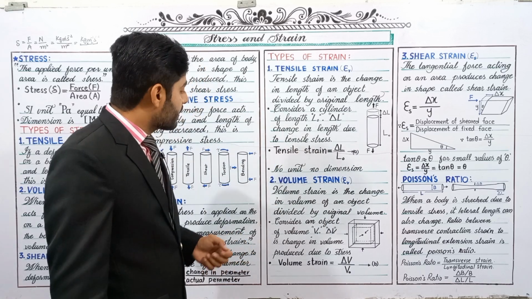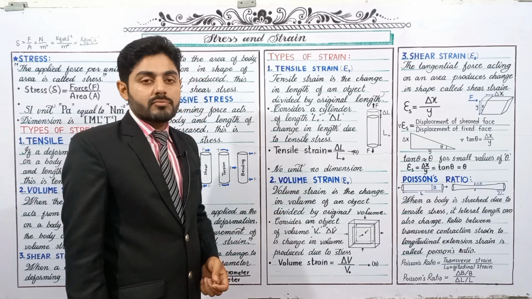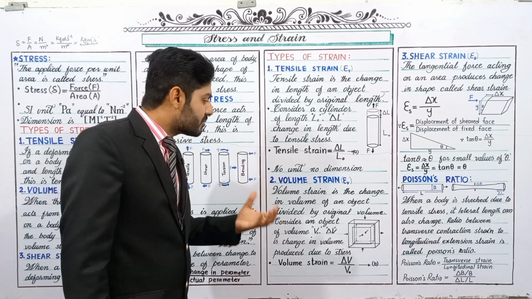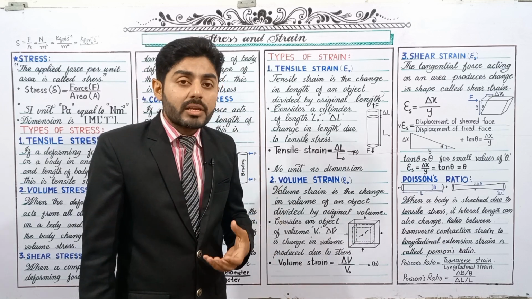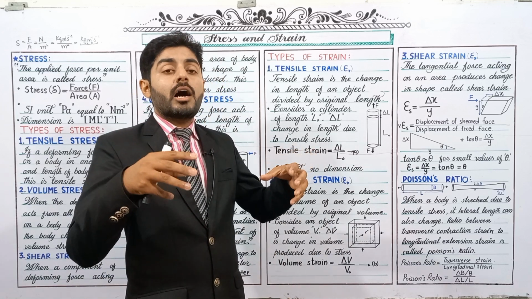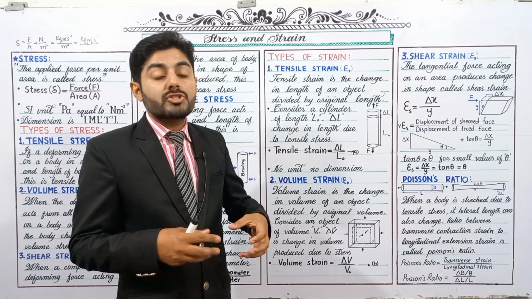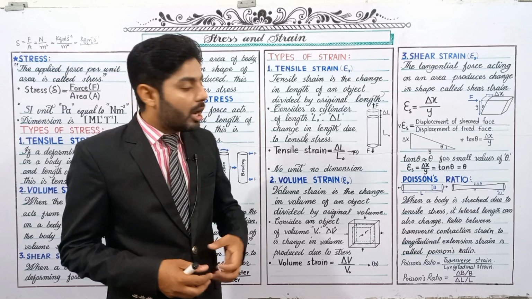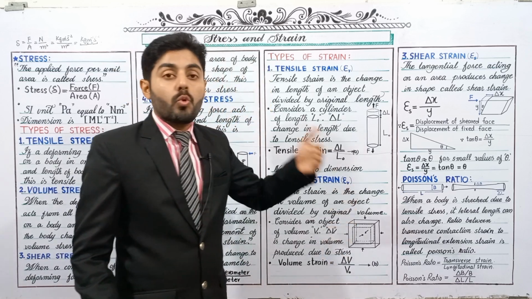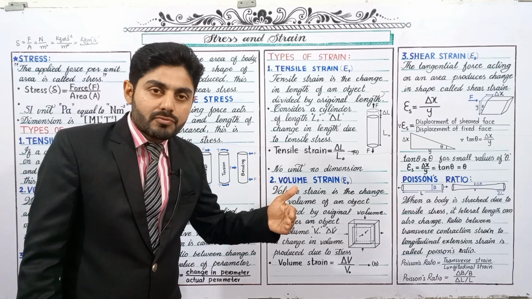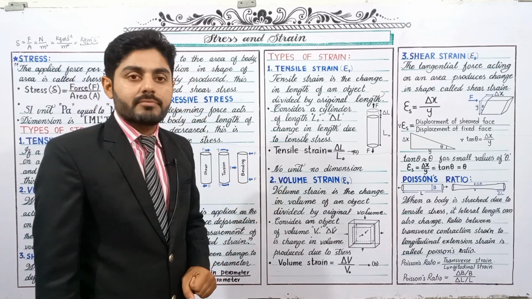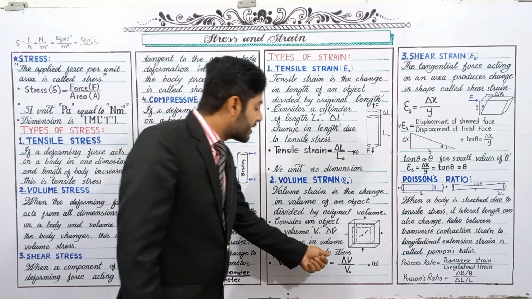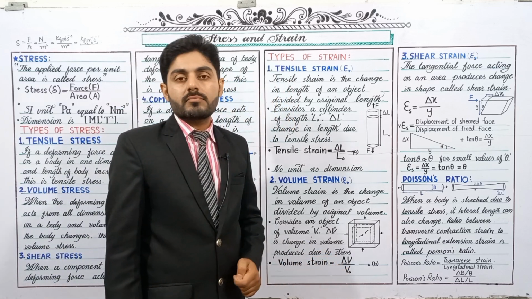Okay, similarly in volume strain we have an object like this cubic object, and it has some original volume V, and you have applied a volumetric stress on it, and there is a change in volume delta V. So how much change in volume is produced with respect to the original volume? That is volumetric strain. So that is the ratio delta V by V naught.